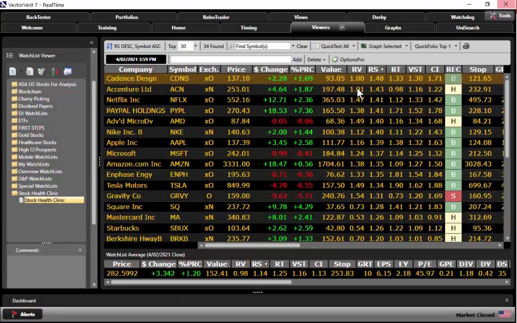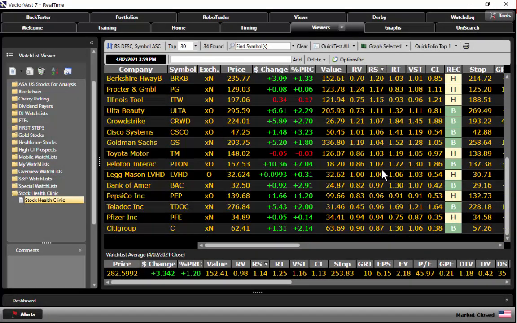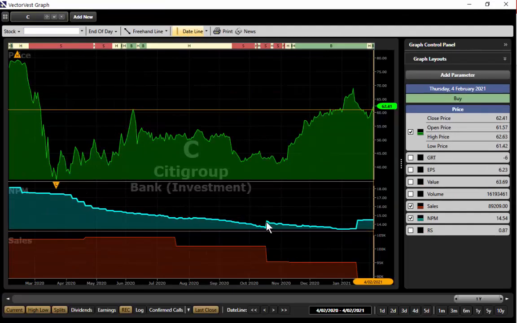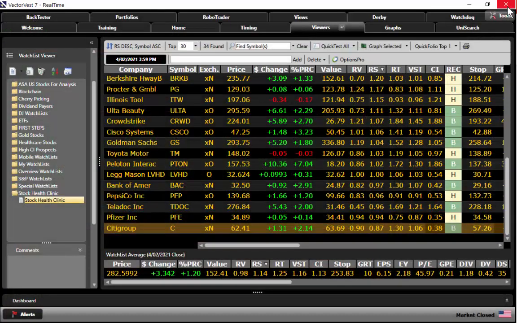If I close out of here and we go down to the bottom of the RS, let's come down to the bottom here. Citigroup, not as strong. Look at that, it's the RS 0.87. Let's graph this one here. All right, look at that. So your net profit margin is dropping and the sales are dropping. So just something to be aware of.